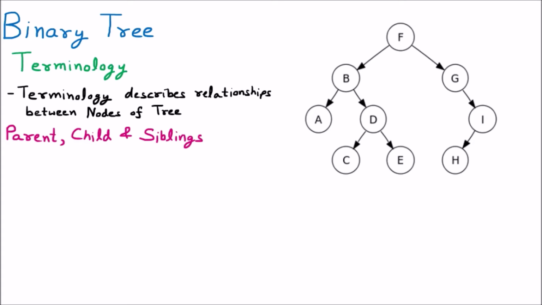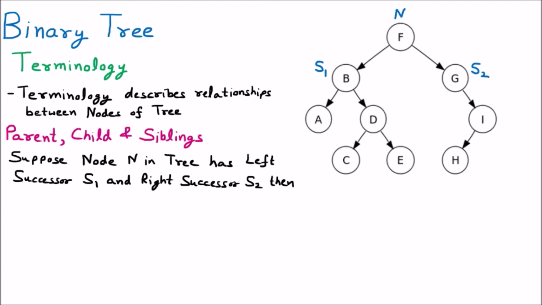Now to understand the parent-child and sibling relation, I am taking one example. Let us suppose that we are having a node here. Suppose that this is a node n, and these are the successors. This is a left successor, which is S1, and this is the right successor, S2. So suppose node n in tree has left successor S1 and right successor S2, then if such relation happens, n is called the parent. So n will be the parent of S1 and S2.